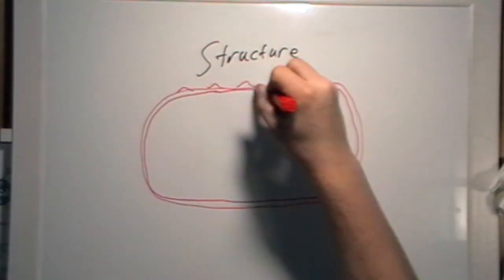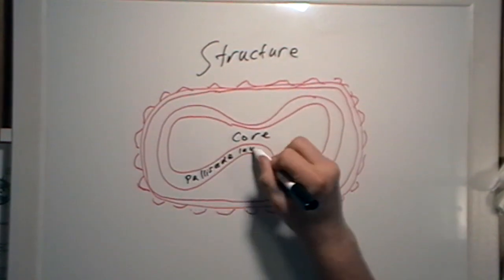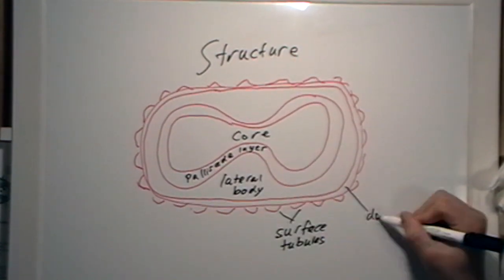The variola virus is a large, spiked, brick-shaped cell consisting of a double cell wall coated with surface tubules. On the inside of the cell there is a lateral body, a palisade layer, and the core.